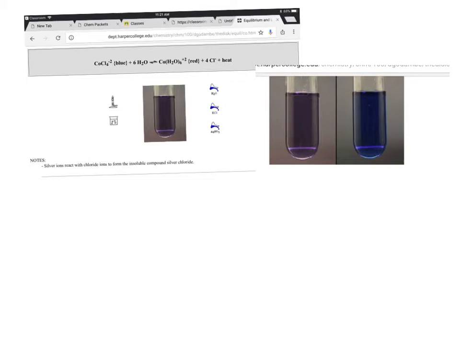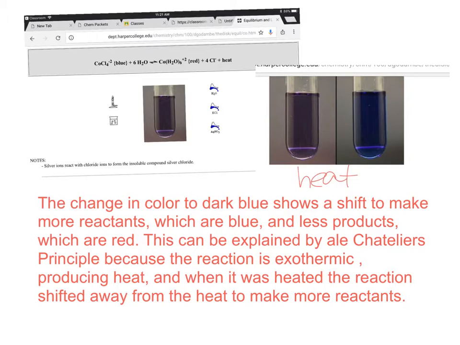Okay, so here's our first shift, and you can see that it changed to a dark blue. So your observation should have said that if you heated it, because that's this one, heat, it changes to dark blue. And so what is our explanation for why when we heat it, it changes to dark blue? Again, we're looking at our reaction here and noticing that our reactants are blue. So by changing to dark blue, we can see with our eyeballs that we have much less concentration of the products. We've made more reactants. So that should be our explanation.